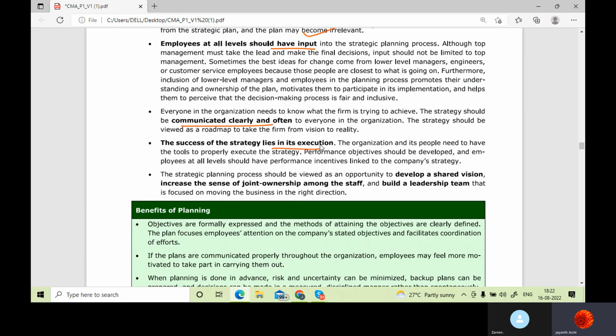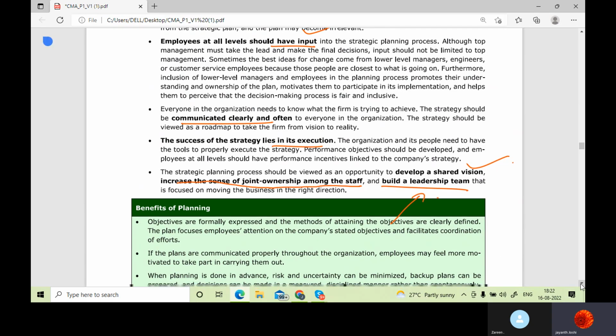Success of the strategy lies in its execution, and the strategic planning process should be viewed as an opportunity to develop a shared vision, increase the sense of joint ownership among the staff, and build a leadership team. So they should all have one common mission, goal and vision, and they should be given the opportunity, so that they think we are also involved in this. So it gives them a sense of joint ownership, and it is also very important to build a leadership team.